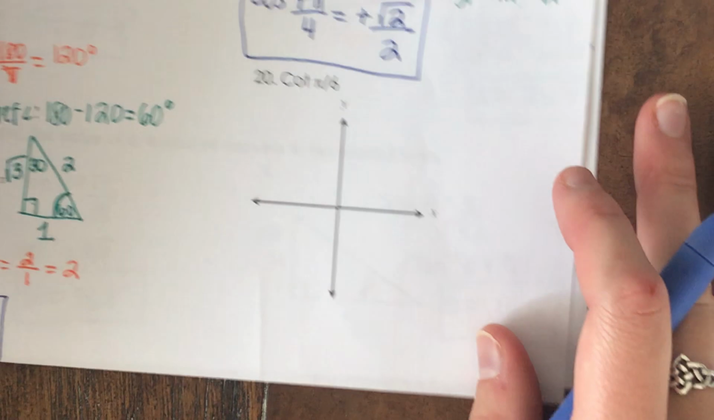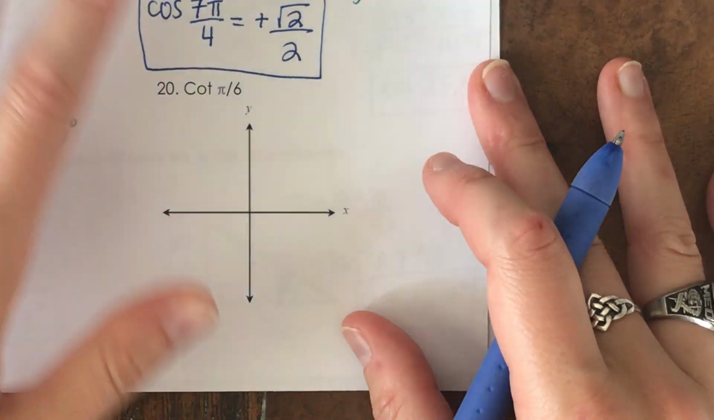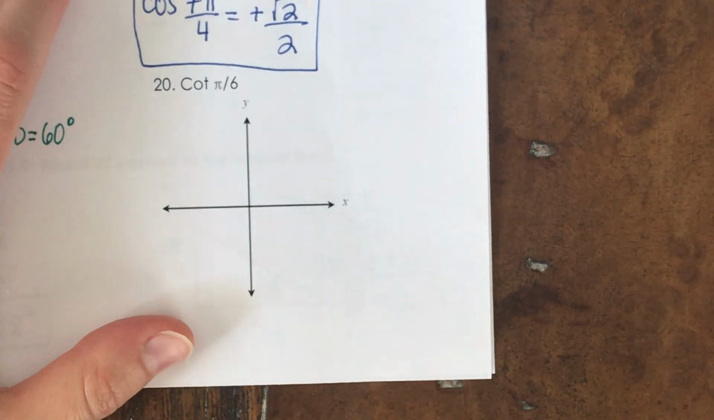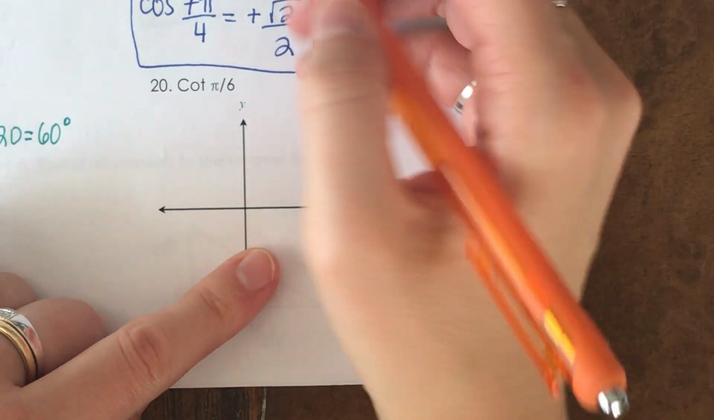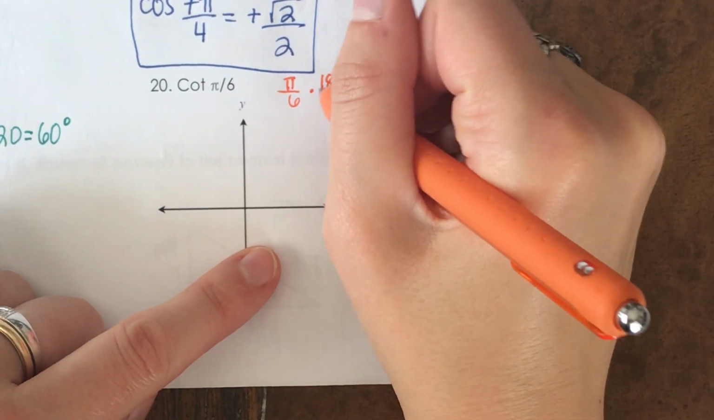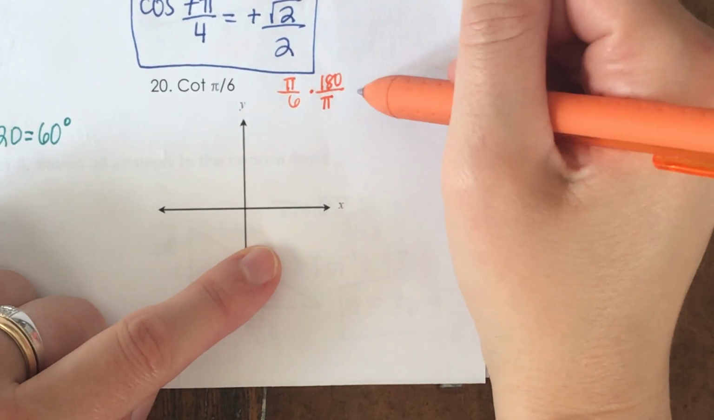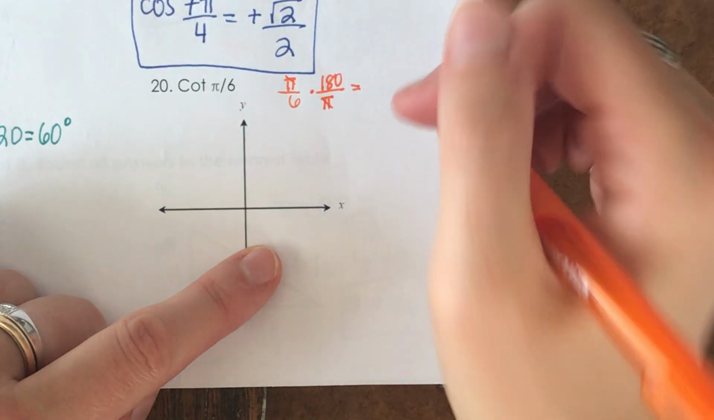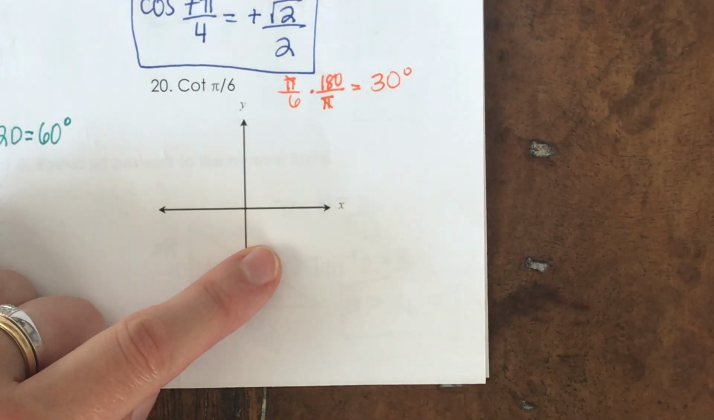Okay, last one like that. Cotangent of pi over 6. So first thing I'm going to do is I'm going to change pi over 6 into degrees. So I multiply by 180 over pi. I end up getting 180 divided by 6, which is just 30 degrees.